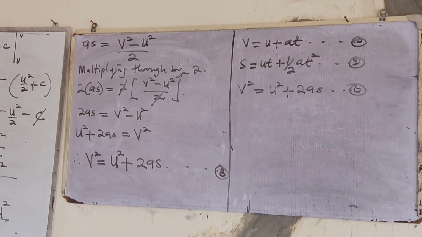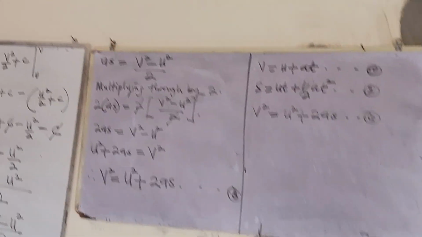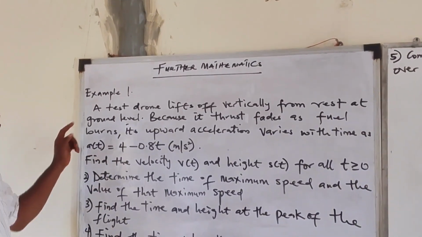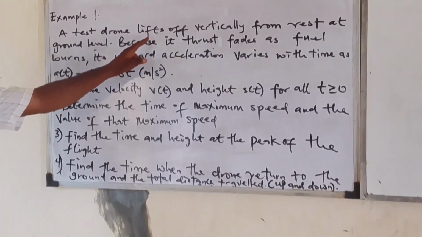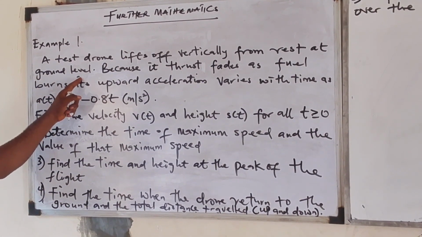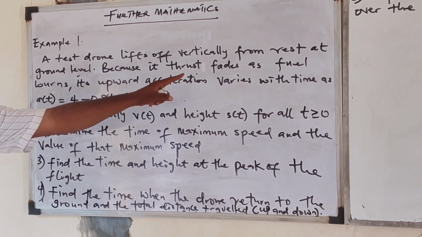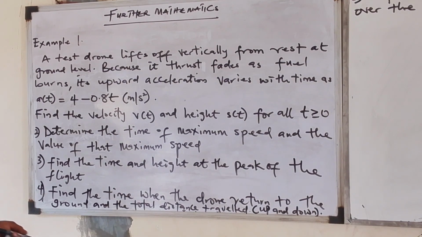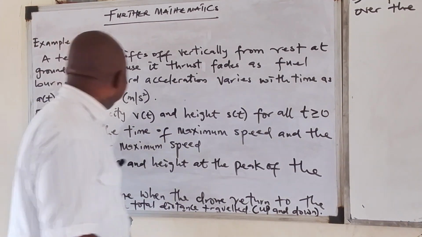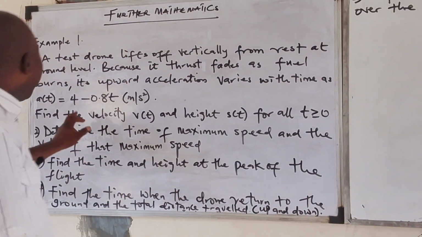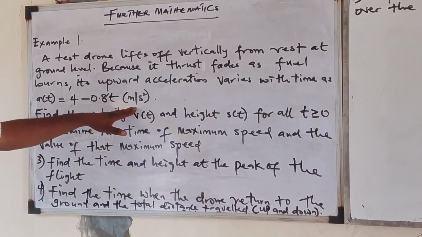Now, let's look at this. There's the problem, an example on the board. Example 1: a test drone lifts off vertically from rest at ground level. Because its thrust fades as fuel burns, its upward acceleration varies with time as a of t is equal to 4 minus 0.8t meters per second squared.